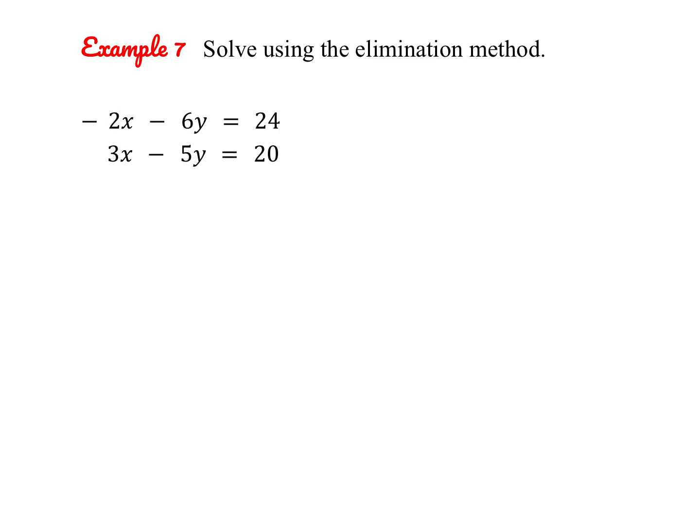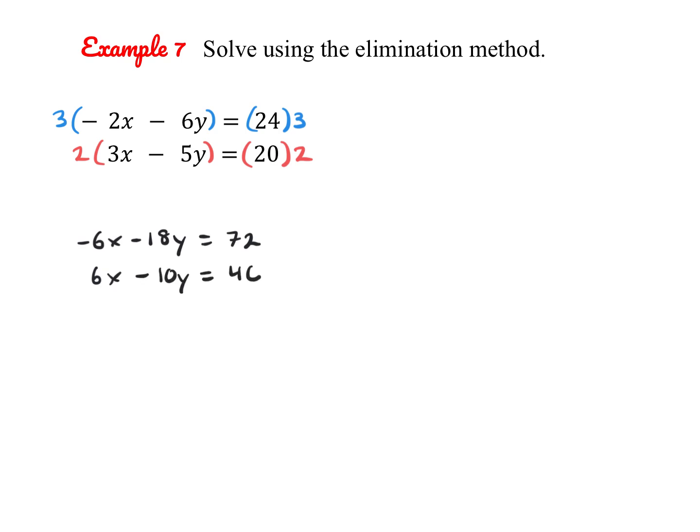So, and again, if I have a 2 and a 3, the least common multiple is 6. So I'm going to multiply the top equation by positive 3 on both sides. And I'm going to multiply the bottom equation by positive 2 on both sides. Make sure you're doing the same thing to both sides of your equation. So that gives me negative 6x minus 18y equals 72. And then I have positive 6x minus 10y equals 40.